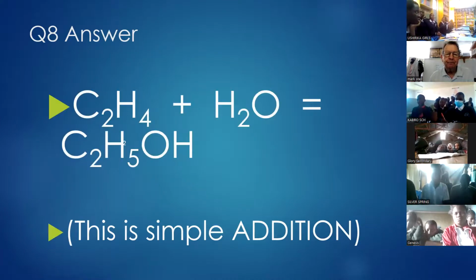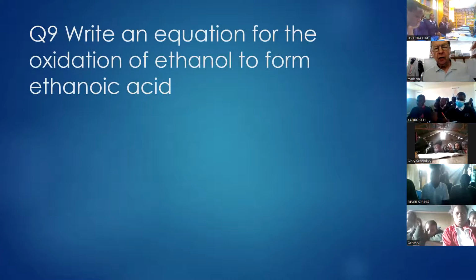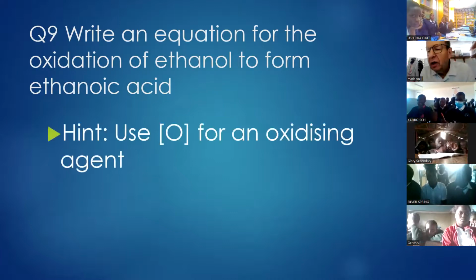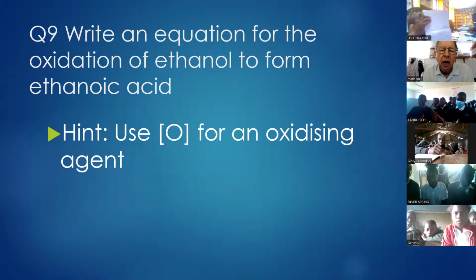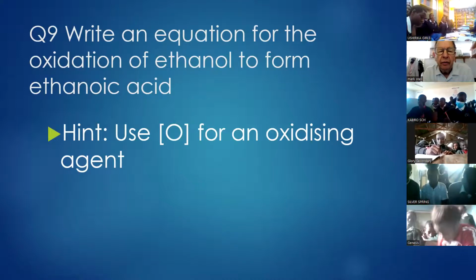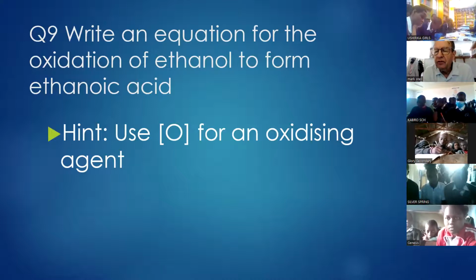Question 9. Write an equation for the oxidation of ethanol to form ethanoic acid. Now, we normally write an O in square brackets for an oxidizing agent. So you will write ethanol's formula plus O in square brackets, and then an arrow or equals the formula for ethanoic acid, and there is one other thing formed. If you count the number of carbons and hydrogens, you might work out what it is.